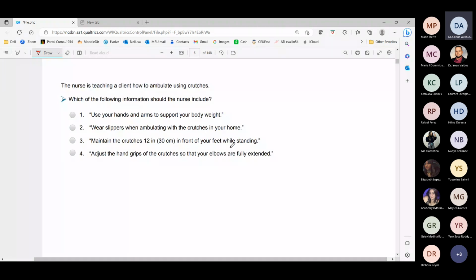Do you notice that those questions are mainly straightforward? You know or you don't know. This is a type of question in English, straightforward. The nurse is teaching a client how to ambulate using crutches. Crutches. We need to master the most important aspects of the cane and the crutches because it's tested, and very basic. Which of the following information should the nurse include? So we are going to find the correct answer.